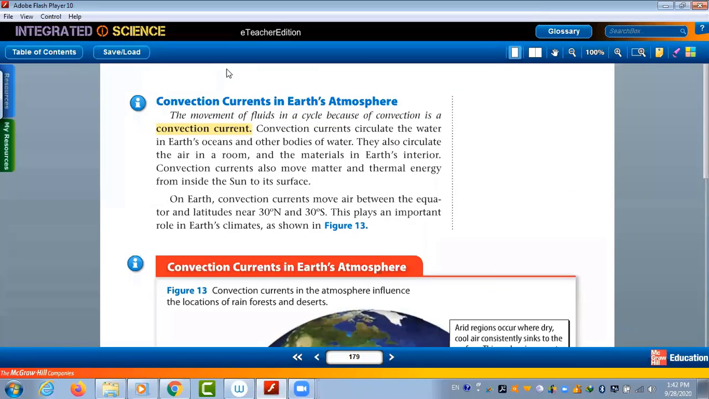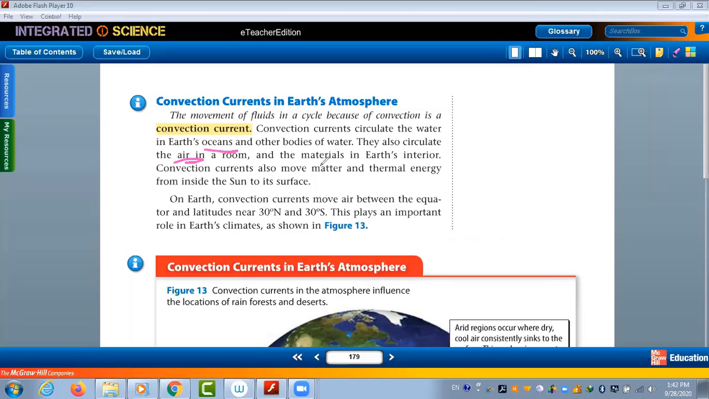Okay, inside the oceans, we have convection currents that can move oxygen through the water and move water from one place to another, from ocean to river or sea, and from sea to the river or the opposite. So they are what? Convection currents. They also circulate air in your room.